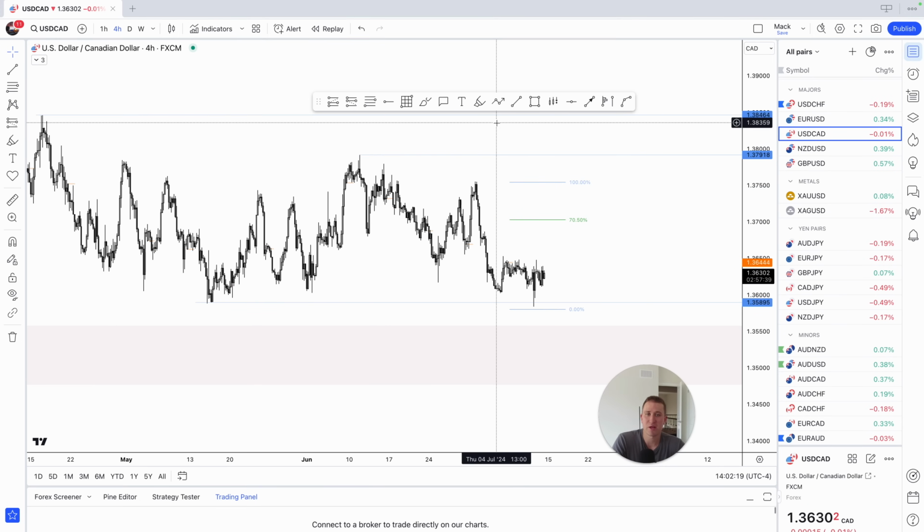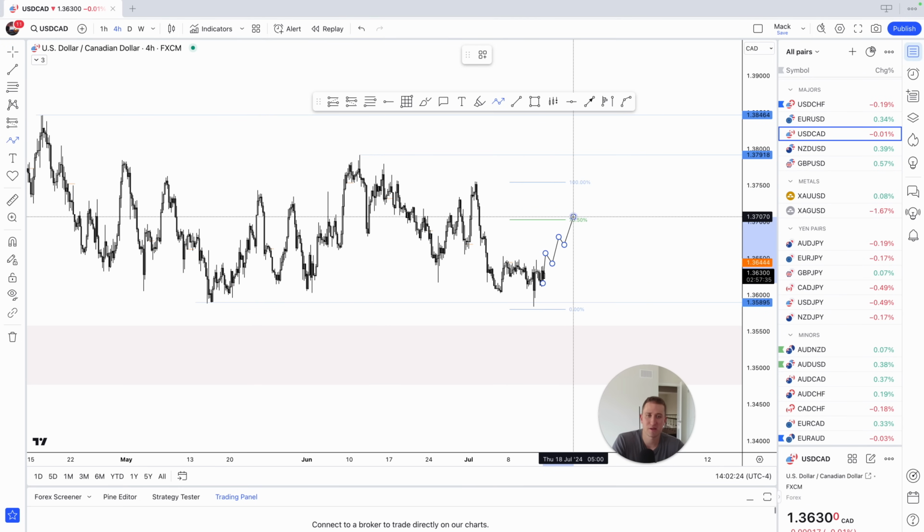Now, how we come up is going to be very important. Do we come up corrective like this up into this region? That'll be nice.